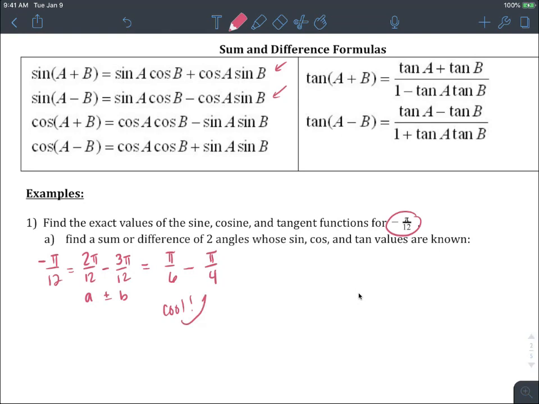because these are from our special angles, which we know a lot about. So we're going to use this setup here, pi over 6 minus pi over 4.